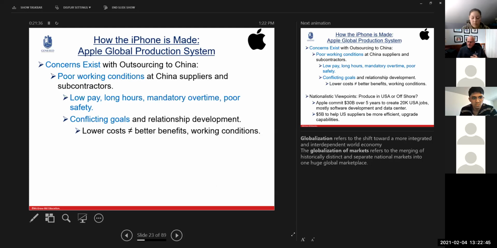Oftentimes, the employees are in poor working conditions, with relatively low pay and long hours. Sometimes they don't even have the option to work overtime; they are told it's mandatory. Sometimes the safety conditions are not the best. Oftentimes there are conflicting goals between lowering costs and providing better working conditions and benefits.